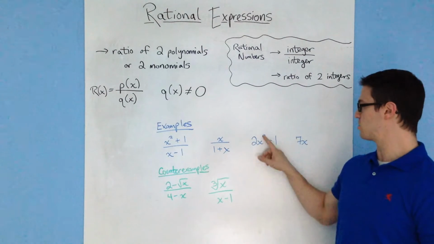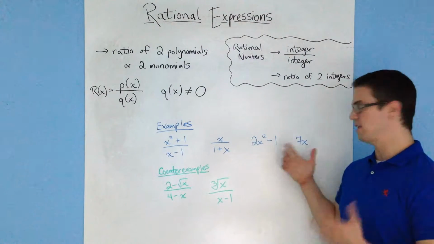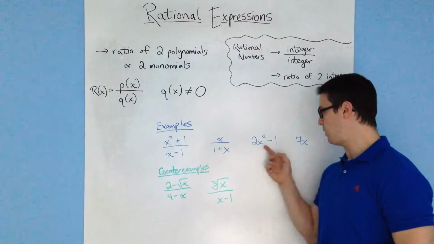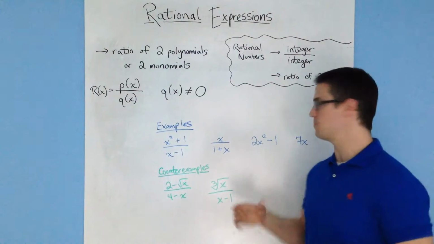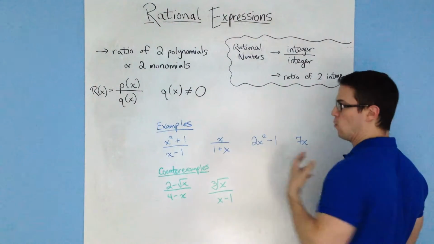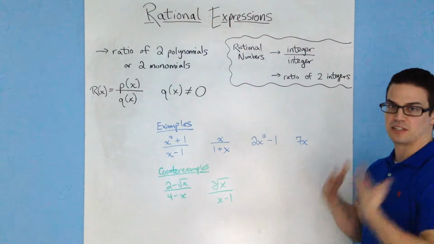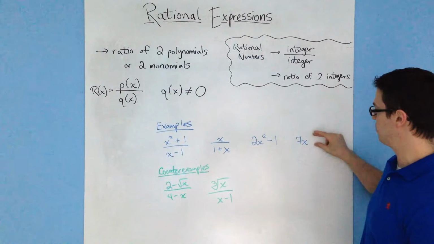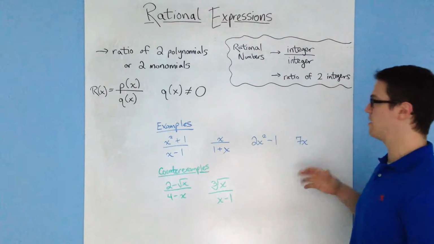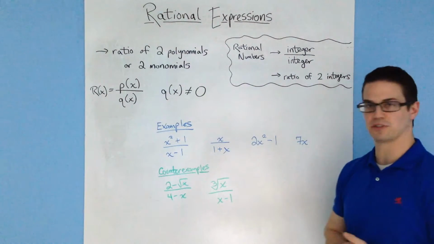This one right here, it's 2x squared minus 1. Now technically that's a polynomial, but it's also divided by 1. The divided by 1 is just invisible here, but since you're dividing by 1 and 1 is a monomial, this would be considered a rational expression. Same with 7x. It could be 7x divided by 1, so we have a numerator that's a monomial, a denominator that's a monomial, so this would be considered a rational expression.